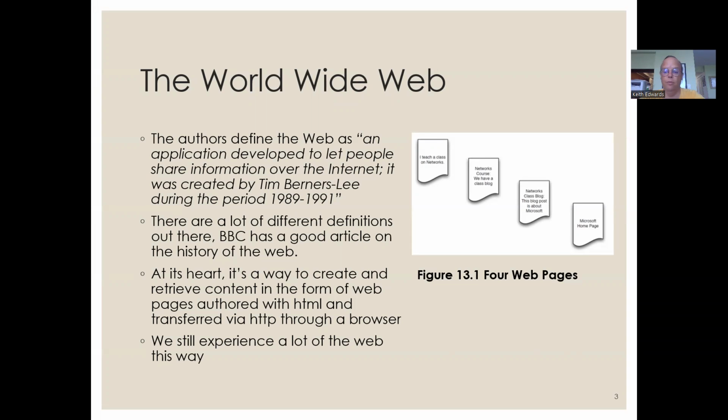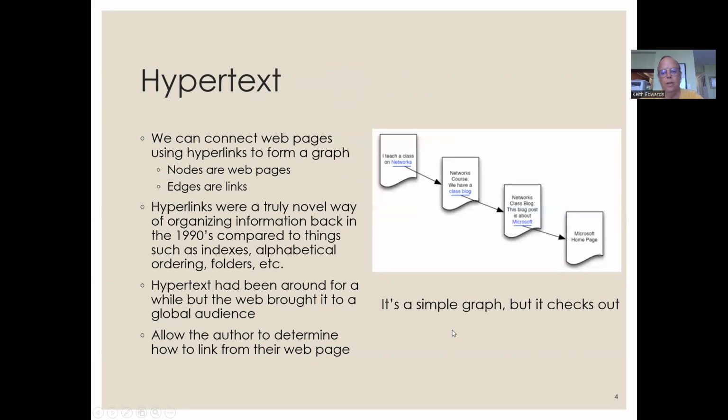And here we see 4 different web pages. Now, what makes this kind of interesting is the hypertext. We can connect web pages using hyperlinks to form a graph. The nodes are the web pages and the edges are the links. Hyperlinks were a truly novel way of organizing information back in the 1990s compared to things such as indices, tables of contents, alphabetical ordering, folders, or bulletin board message systems, etc.